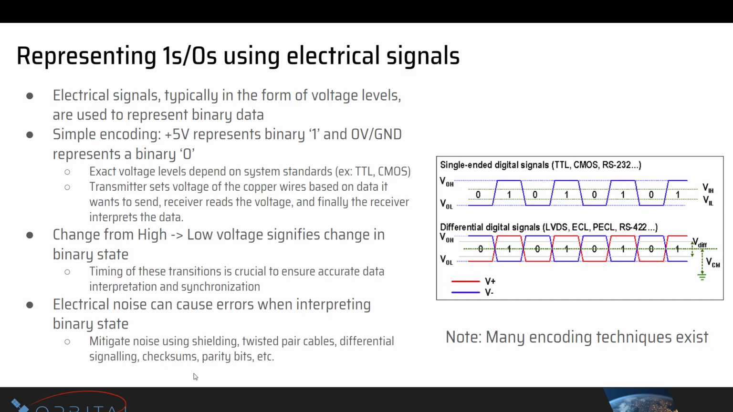The reason electrical noise happens is that when you have a copper wire, any signals in the air will be picked up by it, because any piece of metal is basically an antenna that's picking up signals. So that's going to interfere with the data that you have on that wire, and that can cause issues.